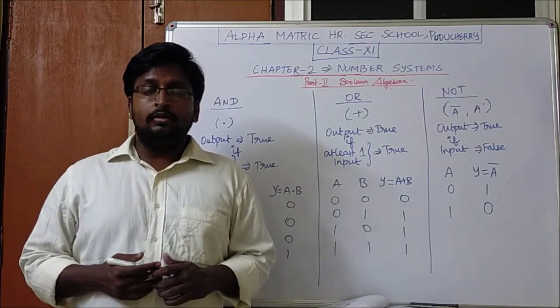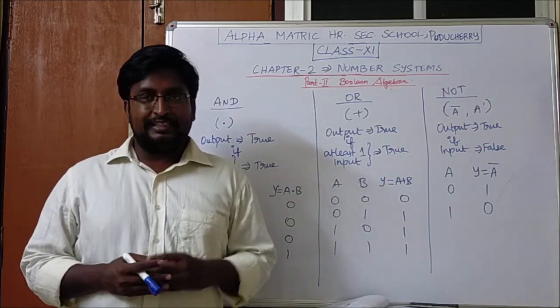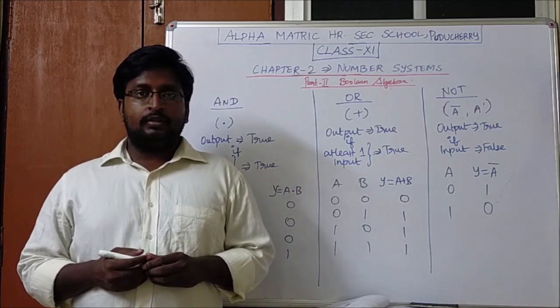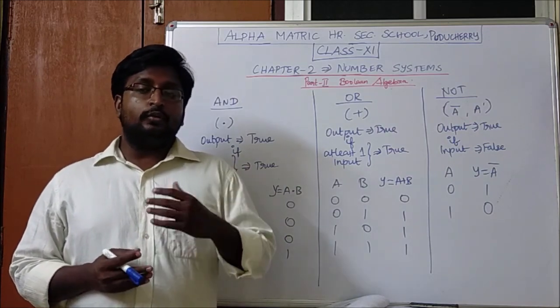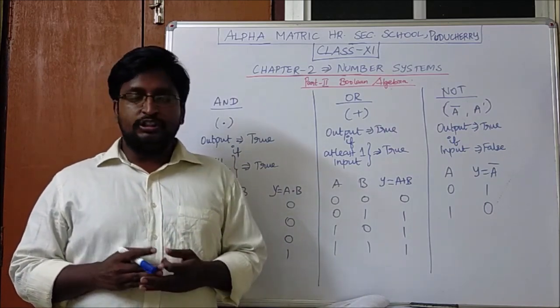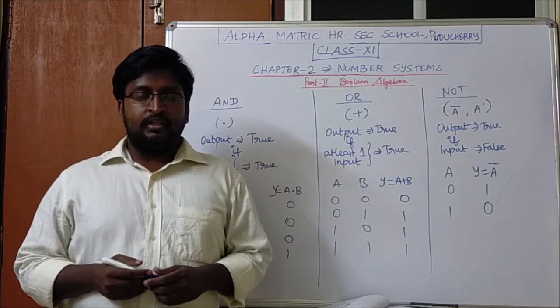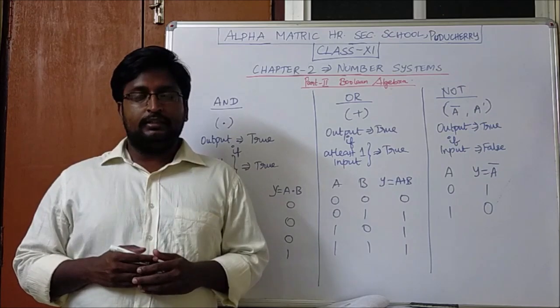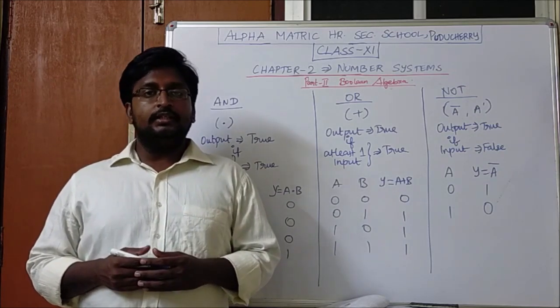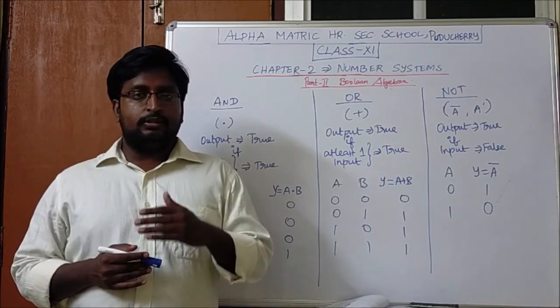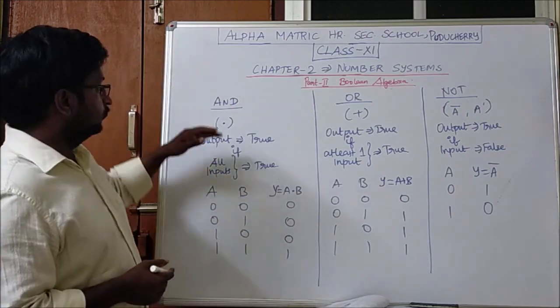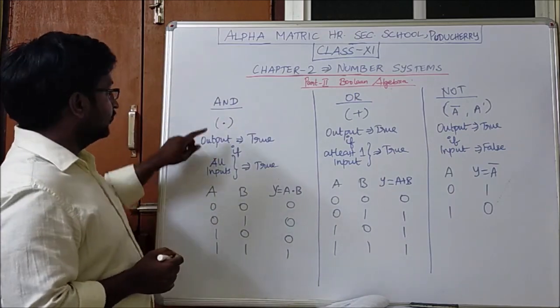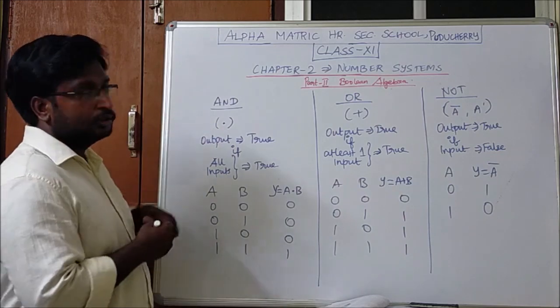Next we will see what operators are available in Boolean algebra. Already in the introduction part we have said that three basic logical operators are available: AND, OR, NOT. In addition to that, there are some other operators used in Boolean algebra. So first, let us start with the basic logical operators. The first one is the AND operator. It is symbolically represented with a dot.